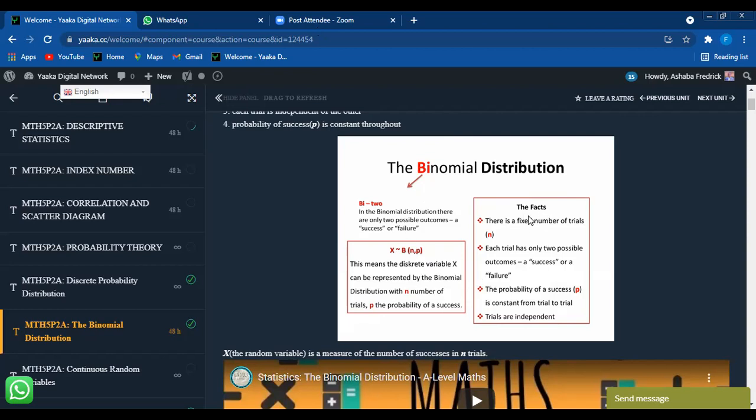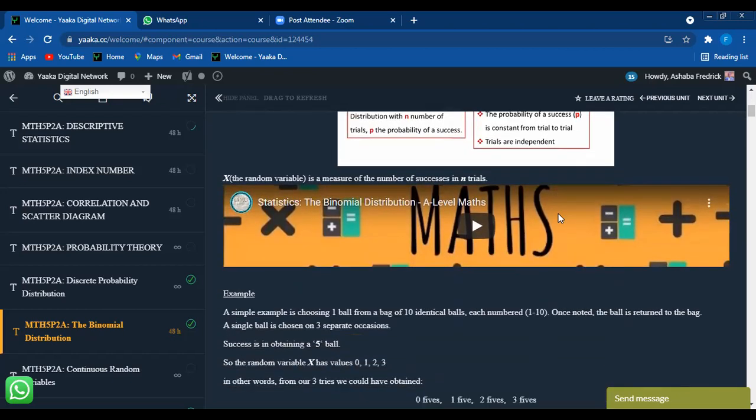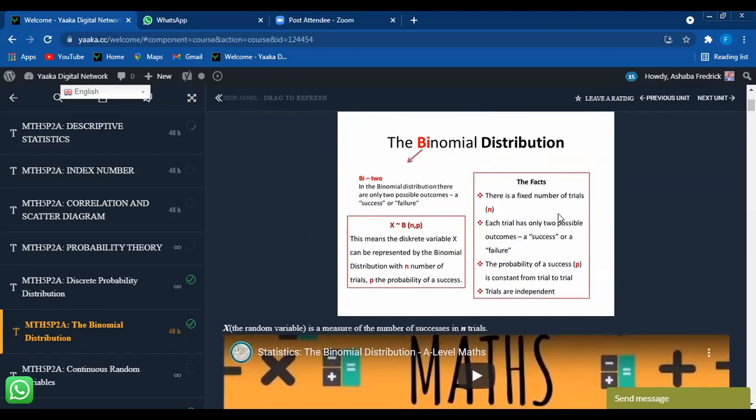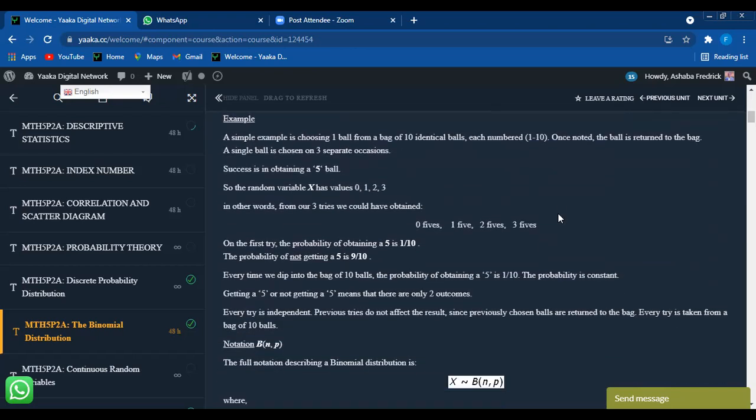The facts here are still the same as the properties: there is a fixed number of trials, which is n. Each trial has only two possible outcomes, which we have explained. The probability of success is constant for each trial, and trials are independent. So basically that. The rest you can come and read through. Let me also share something else here, then we go through it since you had covered some part of it.